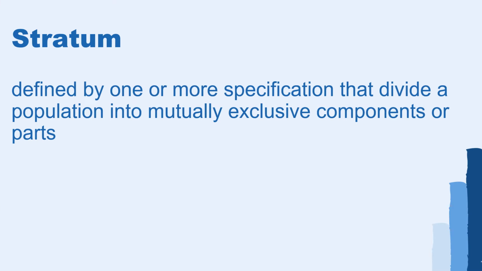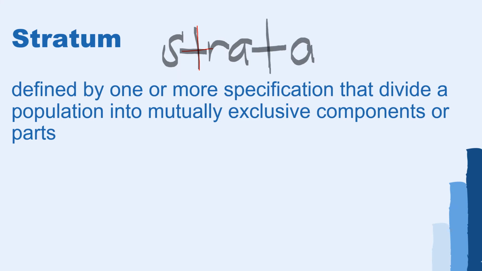Now, stratum. The plural of stratum is strata, and we oftentimes hear the word strata. Class, your stratum is a group. This refers to a group or a specification or a division among a certain population. If you look at the definition shown on the slide, it is defined by one or more specifications that divide a population into mutually exclusive components or parts.